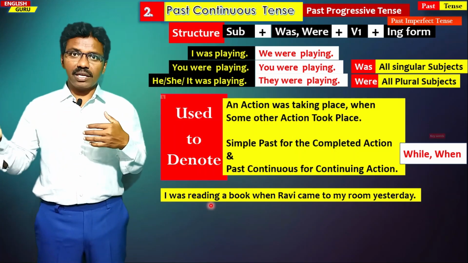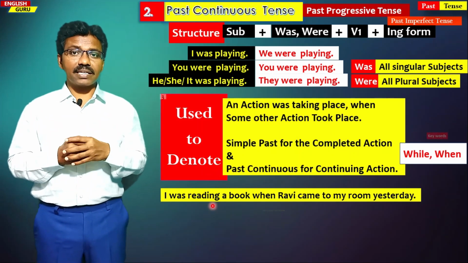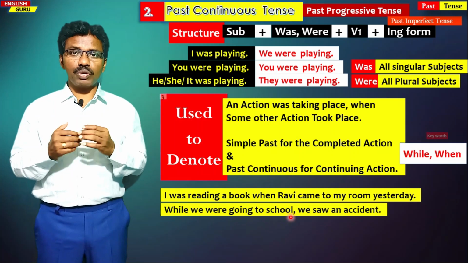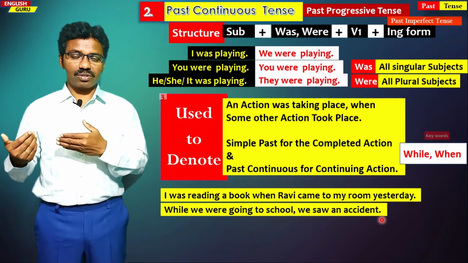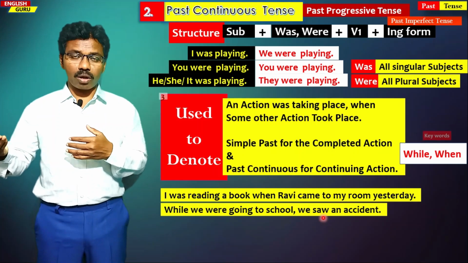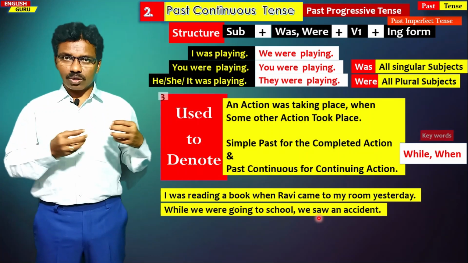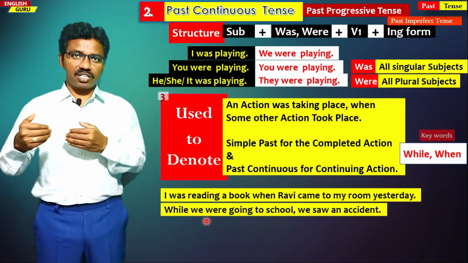While I was reading, he came. So this is the situation we have to understand. In the second sentence, while we were going to school, we saw an accident. So while we were going, the accident took place. We saw, verb 2, so it is in simple past tense. While we were going, it is in past continuous tense.